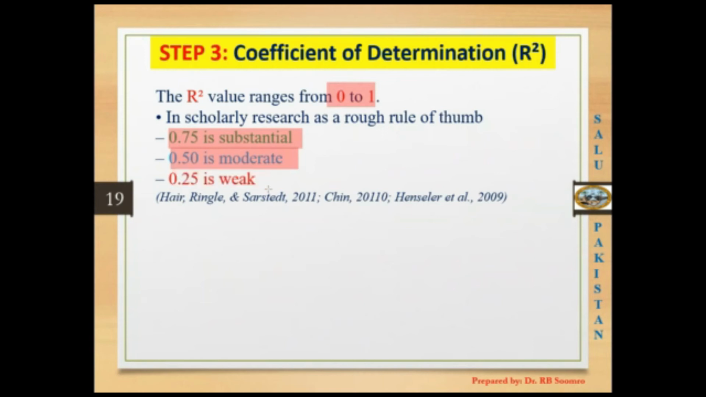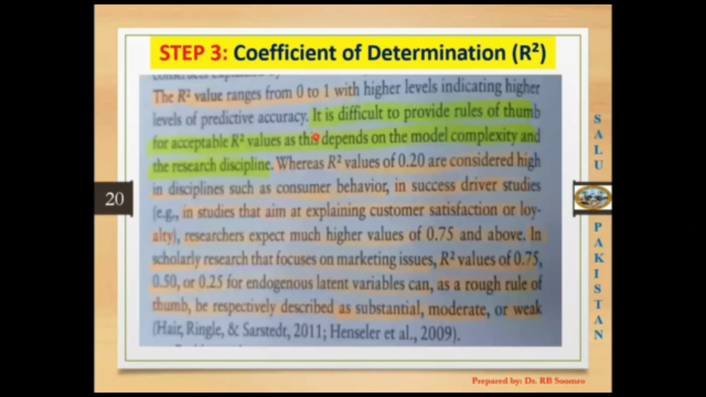And commonly we can say if the value of R square is more than 0.5 and up to 0.75, that's moderate. Okay, that's good. This is one of the guidelines. R square ranges from 0 to 1. Now different guidelines are there for different types of subjects.